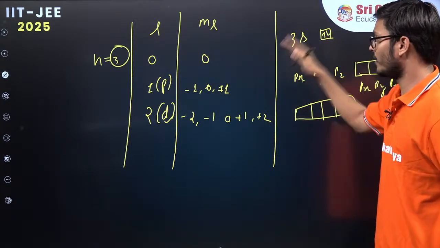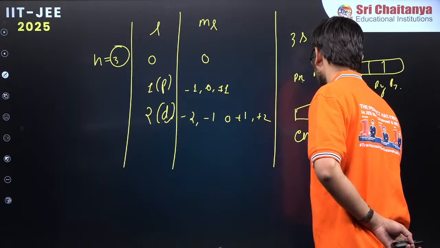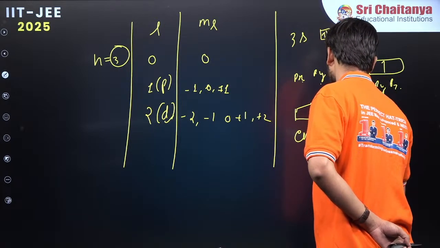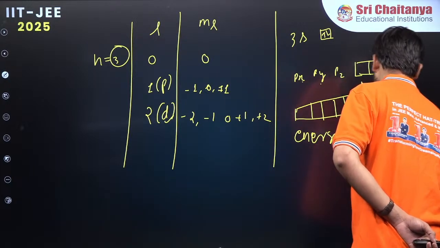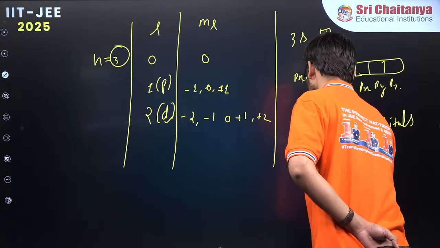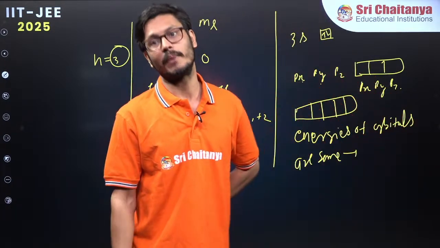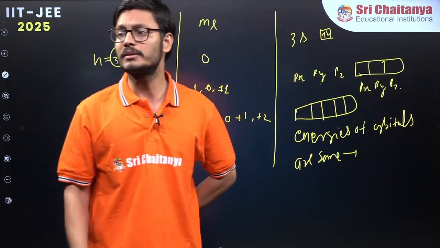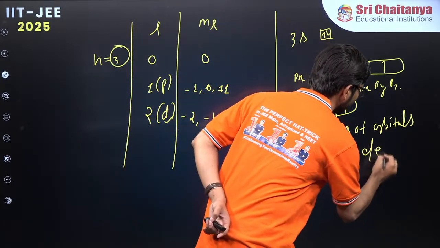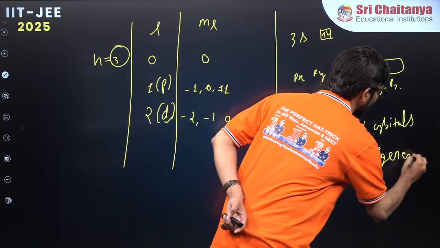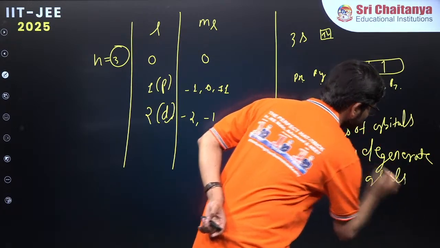If the energies of orbitals are the same, they are called degenerate orbitals. Degenerate means same energy orbitals.